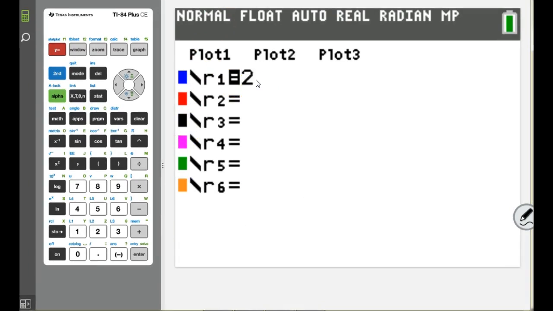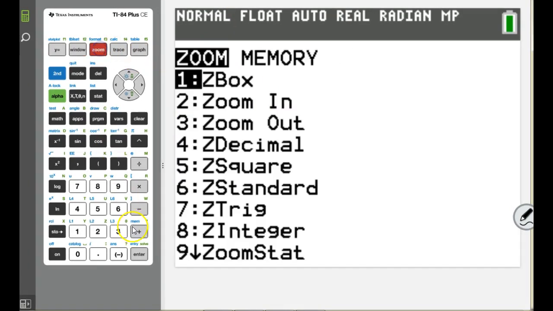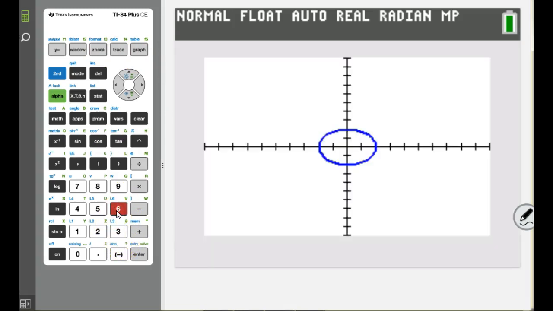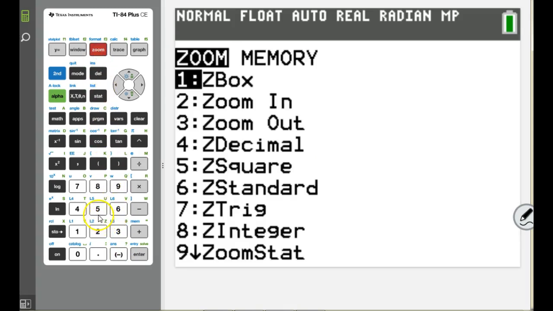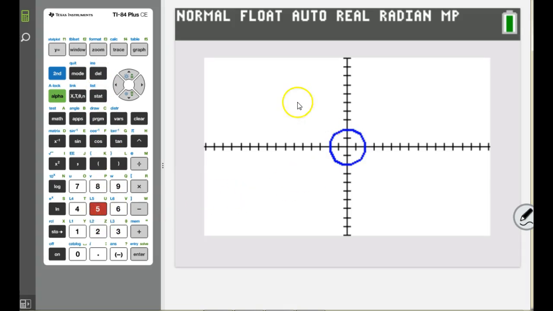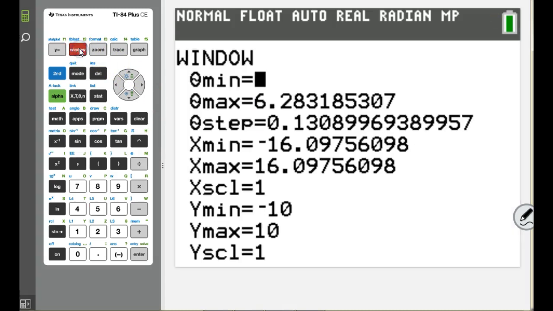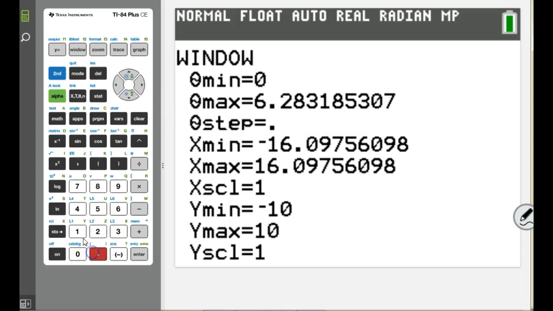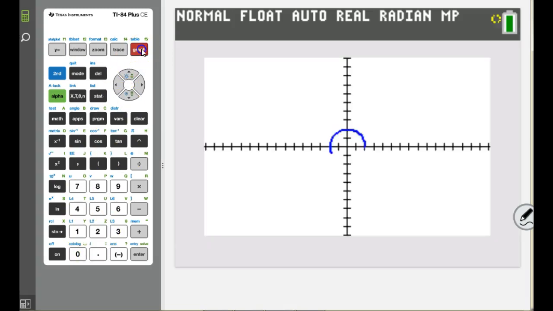Then I need you to try two things. First of all, do zoom square. No, do zoom standard. My bad. Do zoom 6. Okay. And then do zoom square. And you should get it squared up and it should be a nice circle. Now, if you go to window, does yours say 0 to 2 pi here, 6.28? If you change the step down here to like 0.1 for the theta step, it'll just make your circle a little smoother, but it doesn't matter. You can leave it whatever.